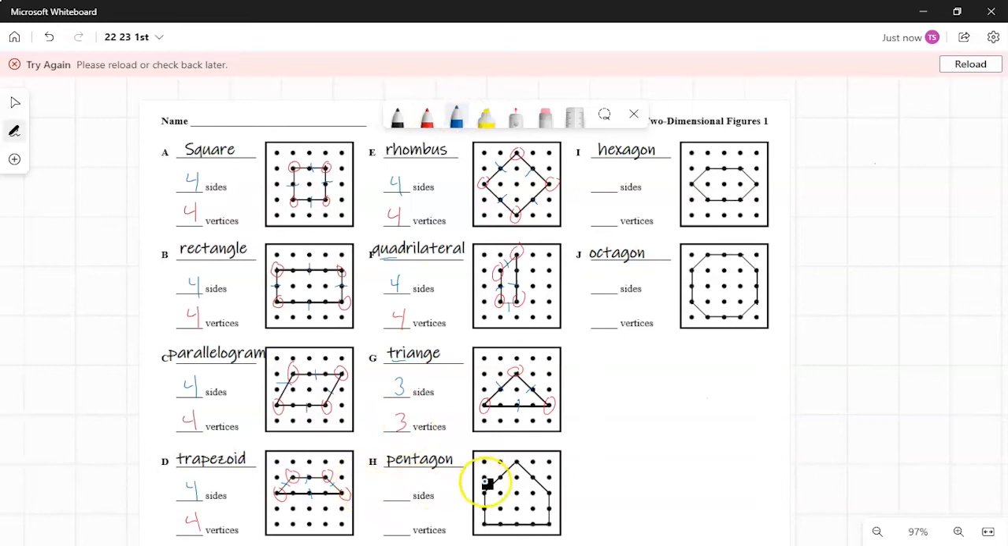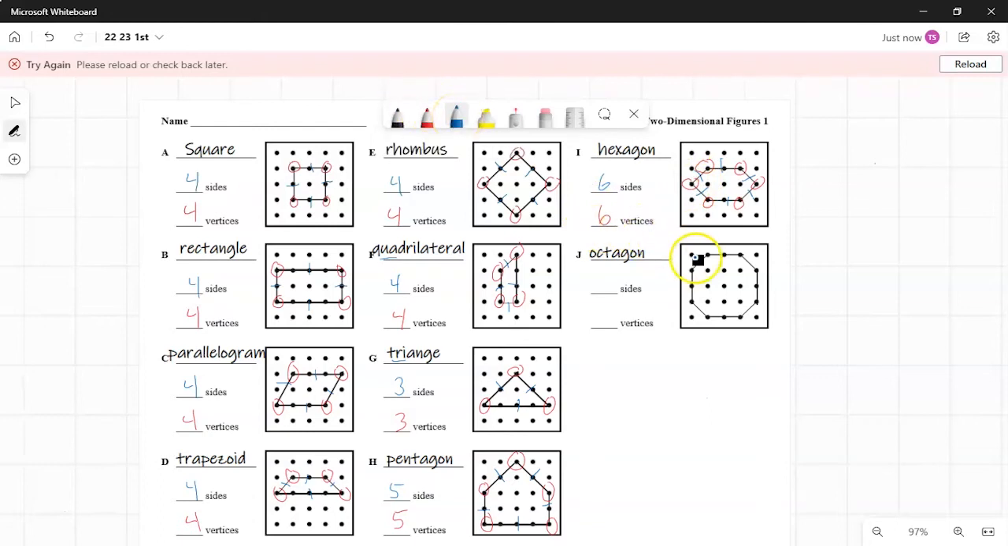Pentagon. Pentagon has 1, 2, 3, 4, 5 sides and 1, 2, 3, 4, 5 vertices. Hexagon. Hexagon has 1, 2, 3, 4, 5, 6 sides and 1, 2, 3, 4, 5, 6 vertices.